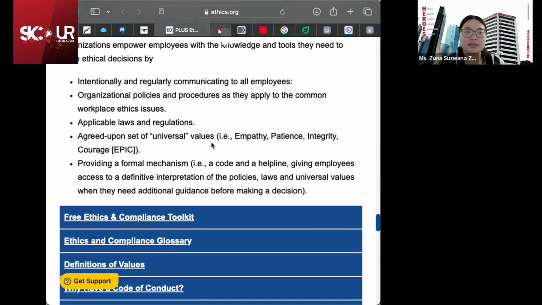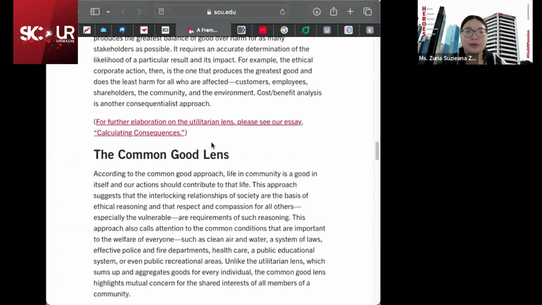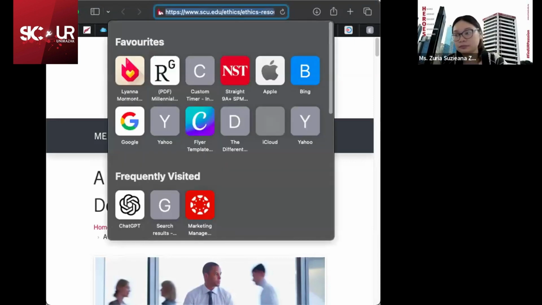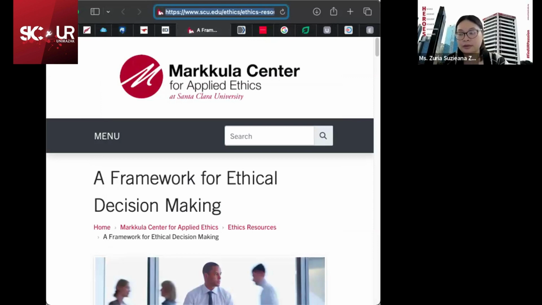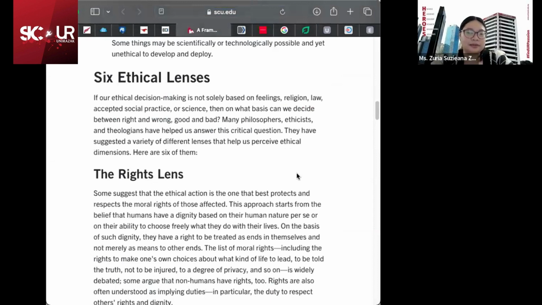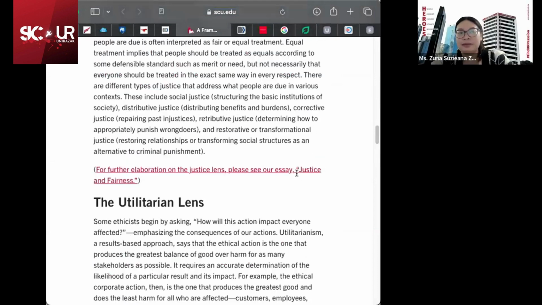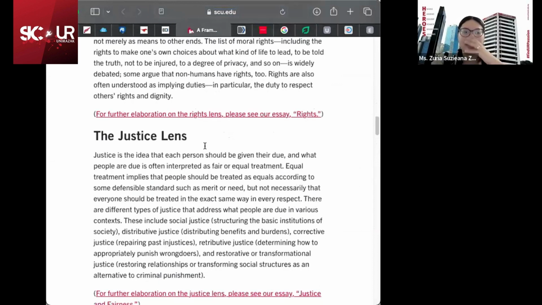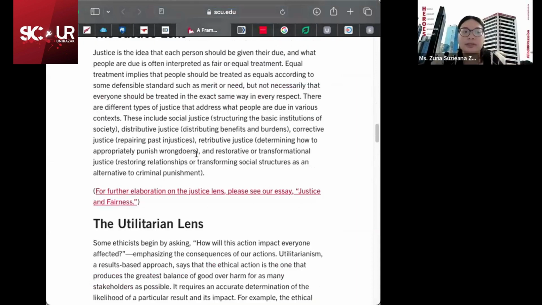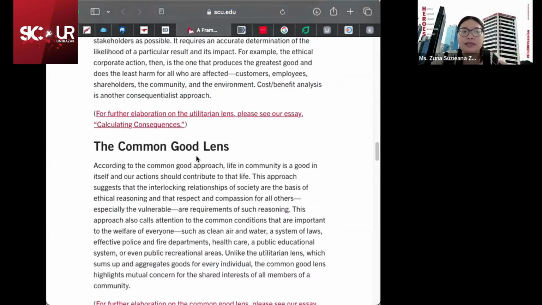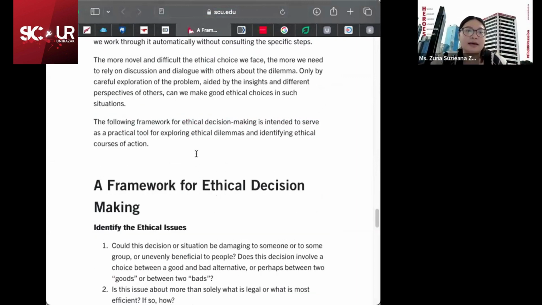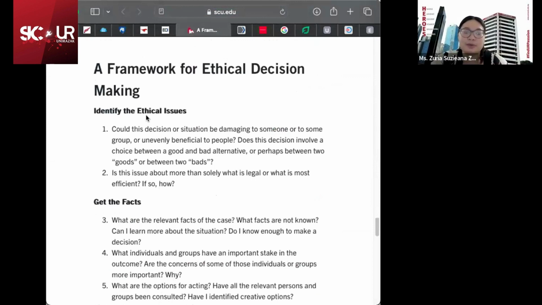Another one is quite similar. This one is the Markkula framework of ethical decision making. It's quite similar. You can see that the steps here are the same as what we learned earlier, right? Just a little addition. The rights lens, then the justice lens is about equal treatment, utilitarianism, the common good lens, the virtue lens, the characteristics, basically we learned earlier. Okay. And then the framework of ethical decision making is more or less the same, right?